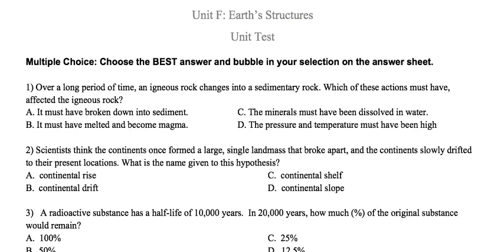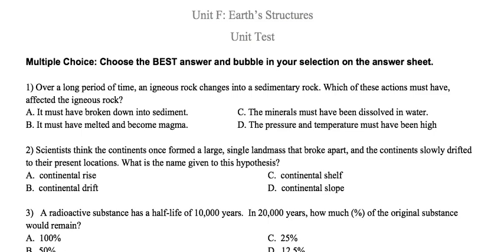Unit F are structures, multiple choice. Choose the best answer and bubble in your selection on the answer sheet. Over a long period of time, an igneous rock changes into a sedimentary rock. Which of these actions must have affected the rock?